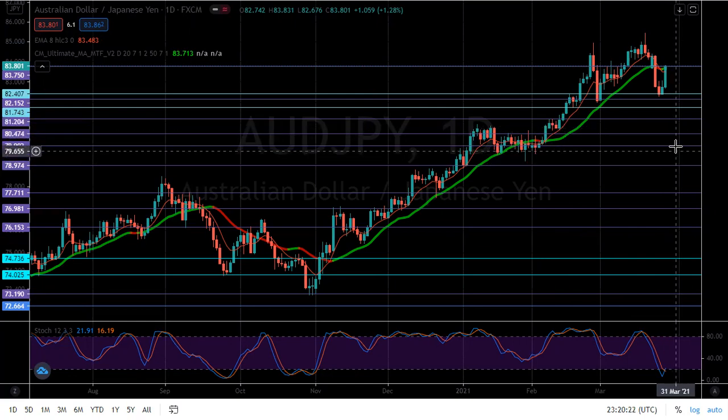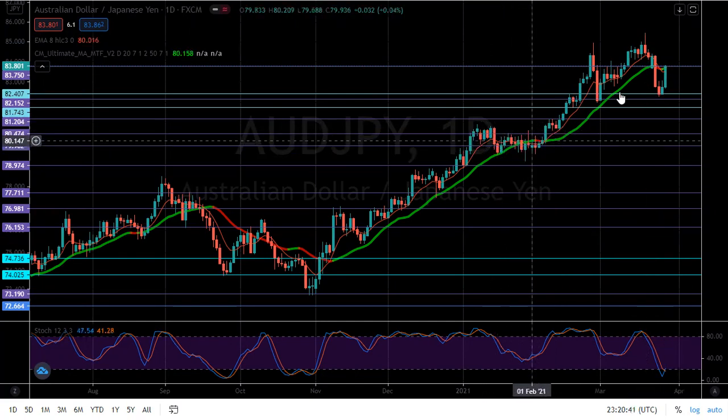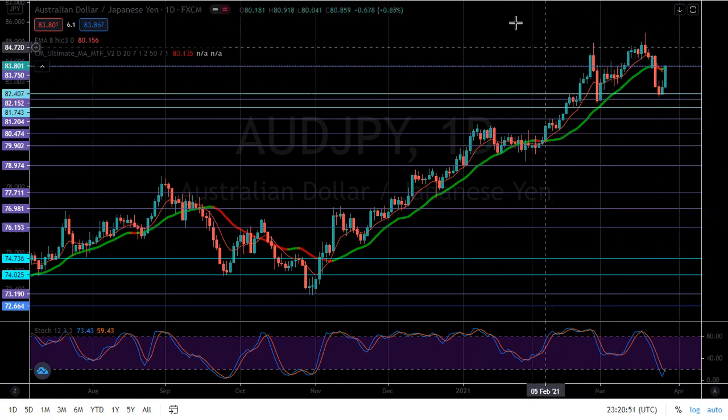We could go as low as the 79.50 area, between the 80.75 area and the 79.50 area. Just this zone here. If we have the triple top and we break below these lows here, the 82.40 area, that will be my next key level I'll be looking forward to seeing price get to.